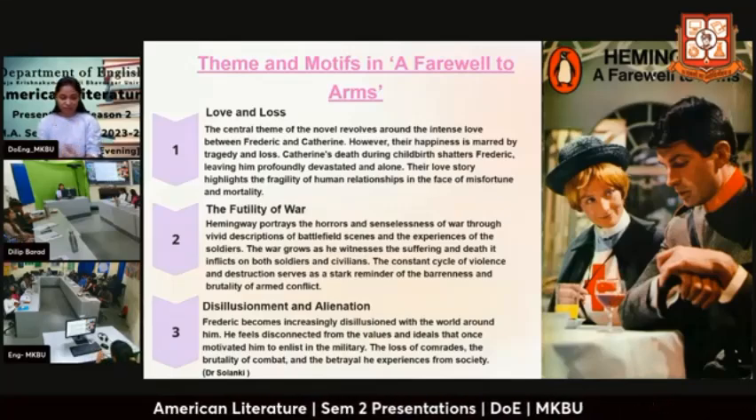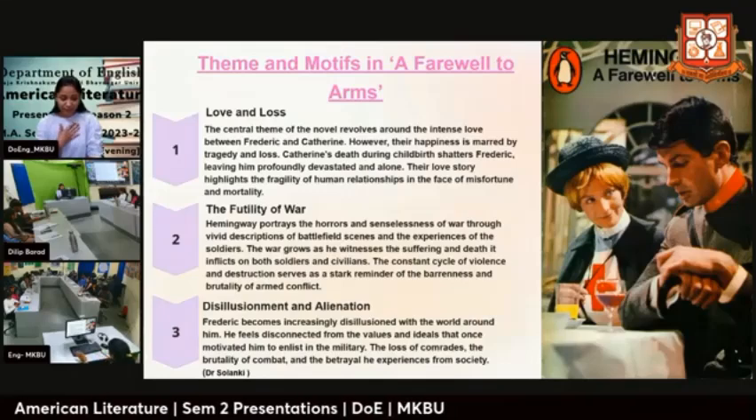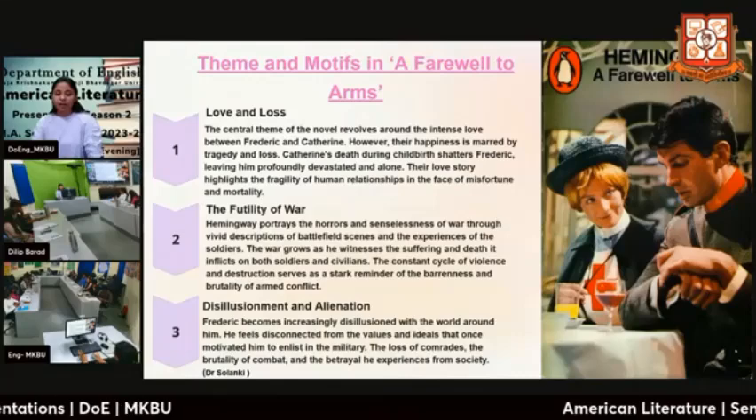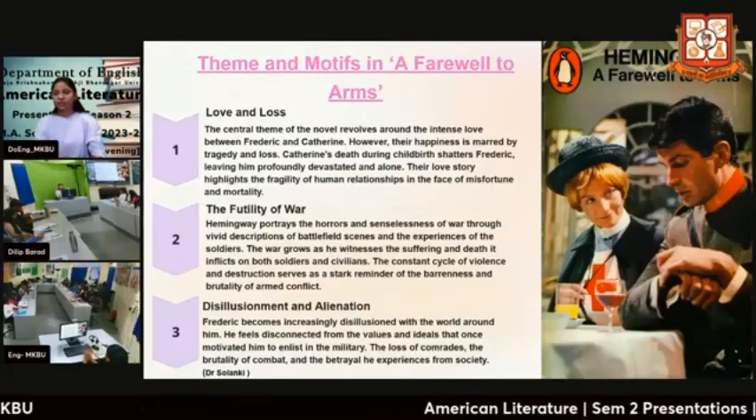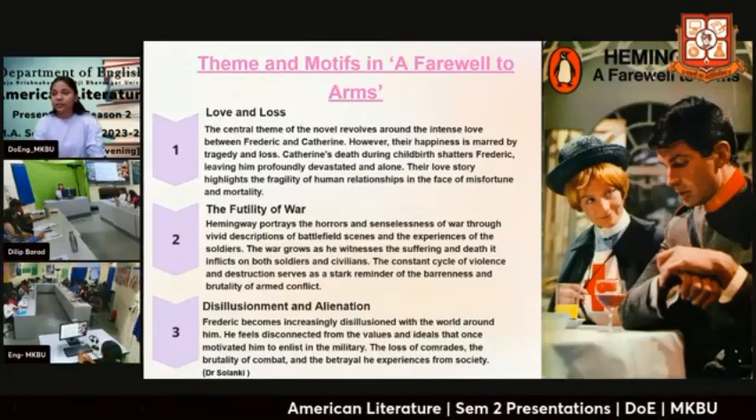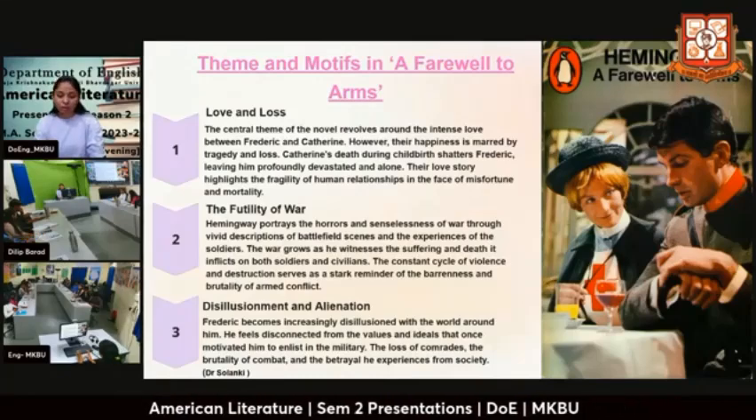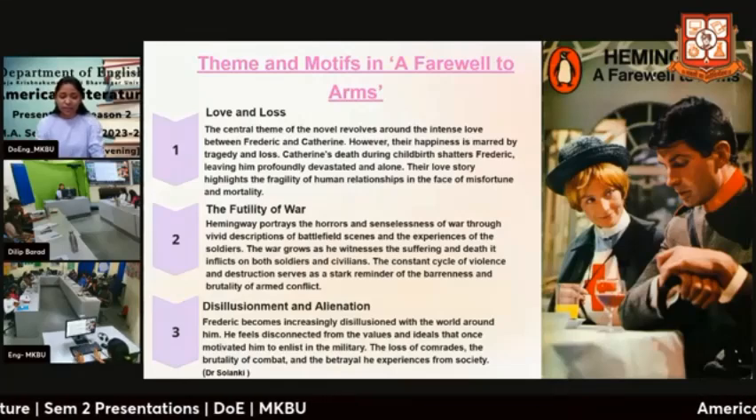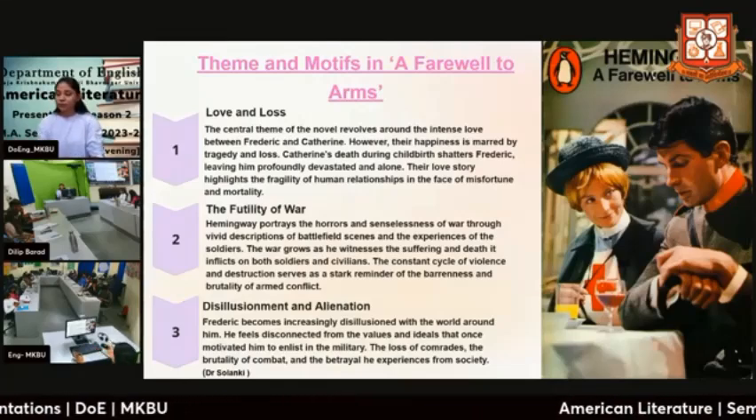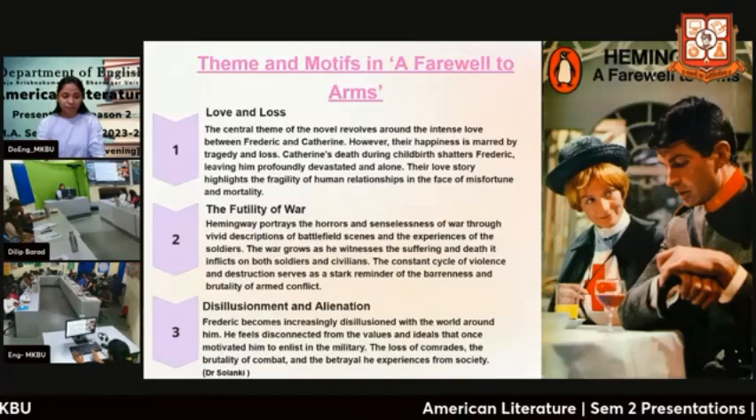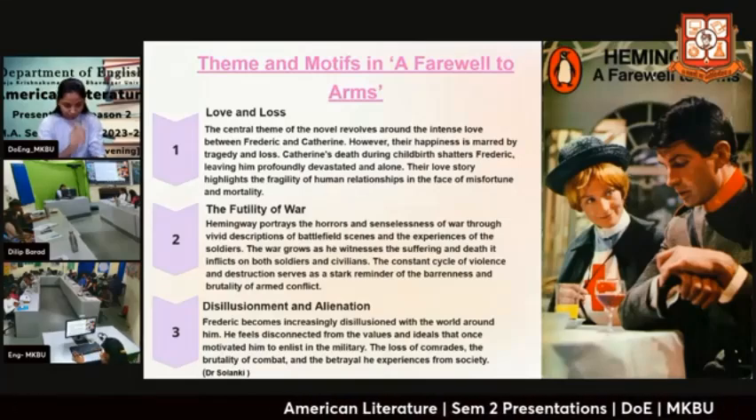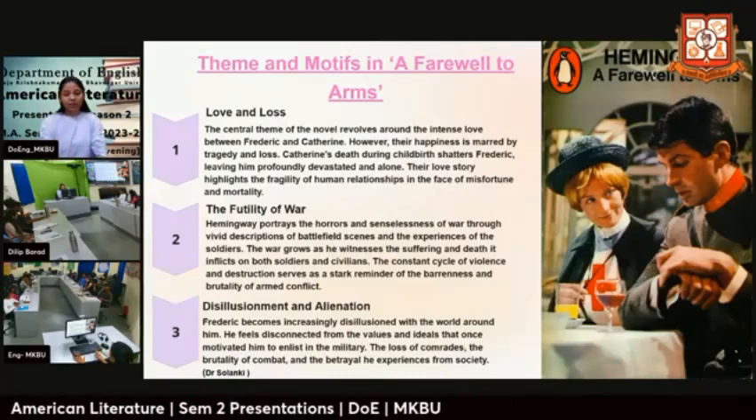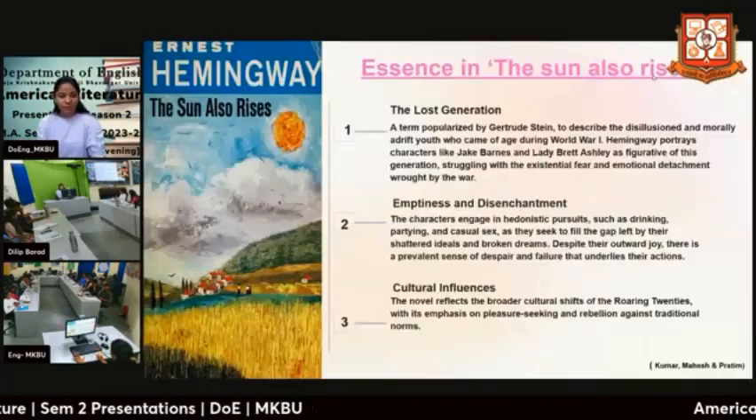Disillusionment and alienation. Here we can see disillusionment with the world around him. It was a situation where everybody was in the war, so the atmosphere was also like that. Nobody was living a happy life. They all were afraid, and yes, we can see also the loss of comrades and the brutality of the government and the betrayal of his experience from society.